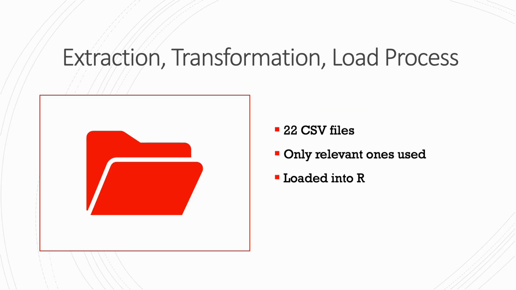All right, my ETL process, or the extraction, transformation, and load. So for data extraction, it was pretty simple. After you complete all the necessary steps I listed in the previous slide, you are given access and you can just download all the files. It does come in one large zip folder, around 9 gigabytes, but it contains 22 CSV files. I list here, I only kept the relevant ones.